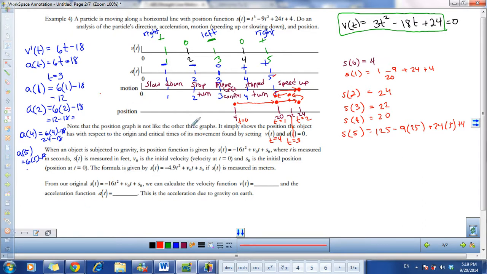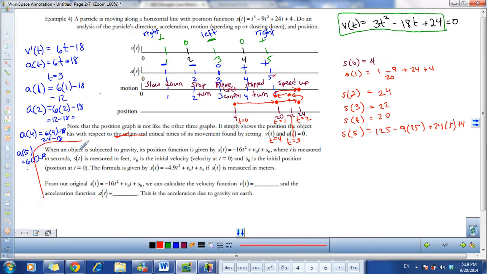Anyway, so that's that. Okay, so note that the position graph is not like any of the other three graphs. It simply shows the position the object has with respect to the origin and critical times of its movement by setting the derivatives equal to 0. Okay, so that's what we did. That's how we find our position functions, our position graph.